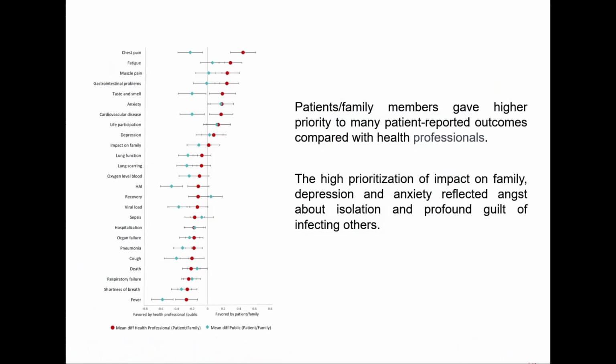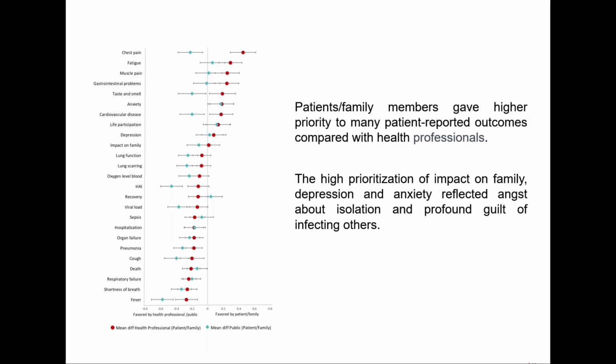But then we also plotted the mean difference, and I know the text is a little bit small, but the outcomes where you see the red dot on the right were favoured by patients and family members compared with health professionals. It was interesting when we looked at this, we found that patients and family members gave higher priority to many patient-reported outcomes when compared with health professionals. So, for example, fatigue, muscle pain, gastrointestinal problems, and anxiety were rated higher by the patients and family members.